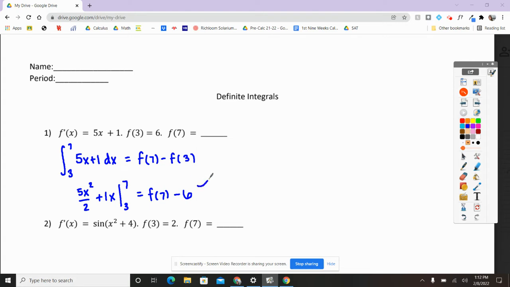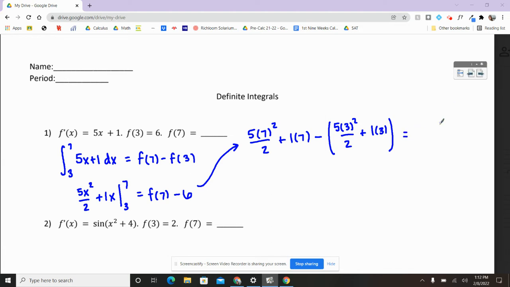Now from here, this is going to be 5 times 7 squared over 2 plus 1 times 7 minus 5 times 3 squared over 2 plus 1 times 3. And then we know that has to equal f of 7 minus, we know f of 3 is 6.